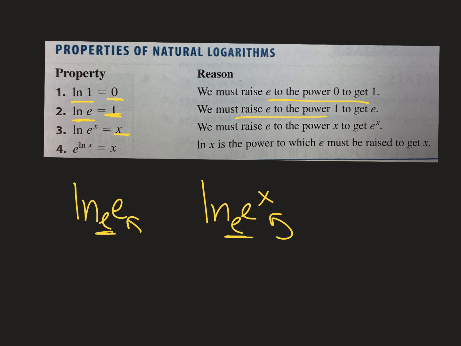Well, x is. And this one, just like the last property we did last time, if you see e with an exponent of a natural log, that means the base is e, even though it's not written there. Again, they're inverses, so it's just x. And natural log x is the power to which e must be raised to get x. Hope that makes some sense.